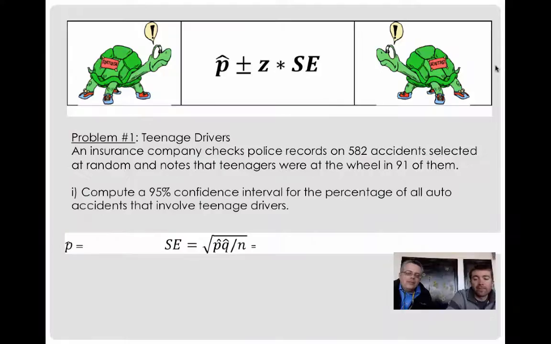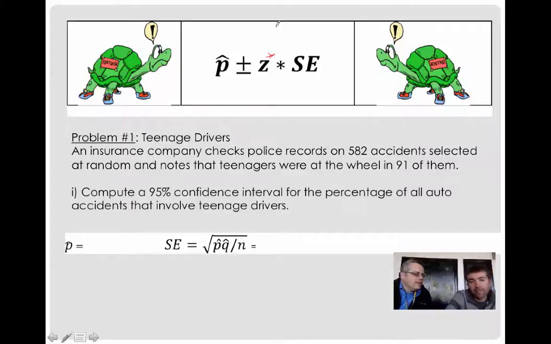All right. So we want to get very familiar with this formula. This formula has three parts. First part is p hat, which is your sampling proportion. Then this is a z star. The z is actually an asterisk, so put a little asterisk up there.